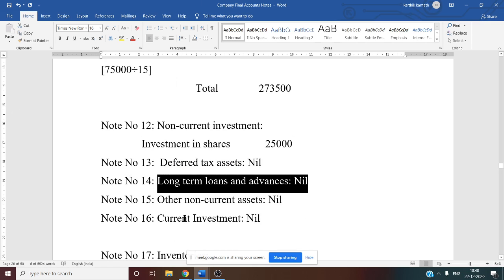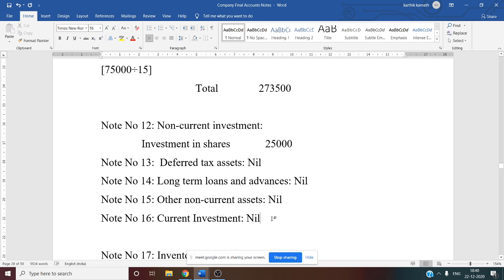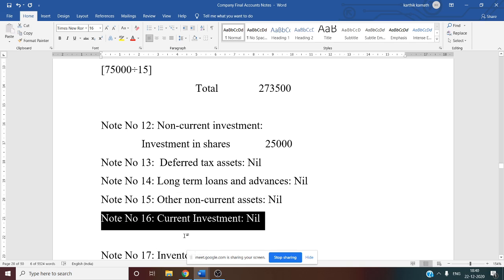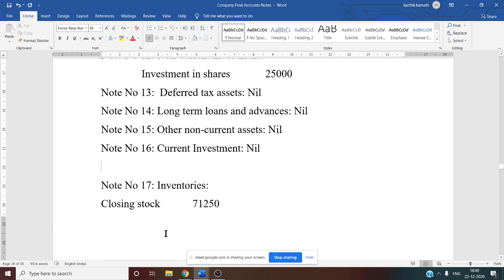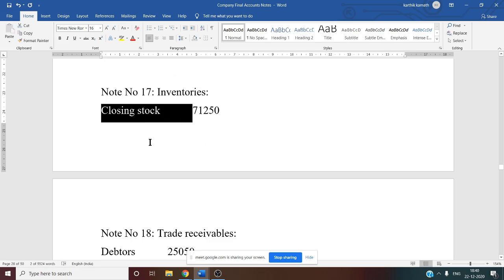Long-term loans and advances, that is loans given by the company to an outsider or third party, not given in the problem, so nil. Note number 15, other non-current assets, is also nil because it is not given. Current investment, short-term investment, is not given, nil. Note number 16 is also nil. Now directly to note number 17, inventory. Only one piece of information to show, the closing stock, final amount 71,250. Note number 17 is over.